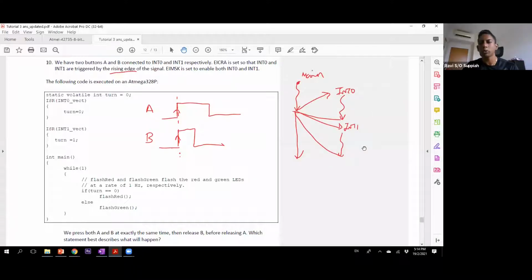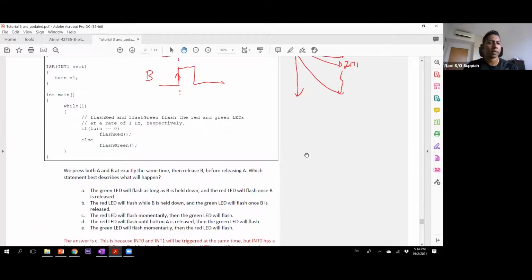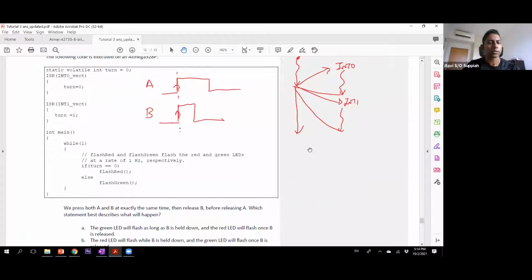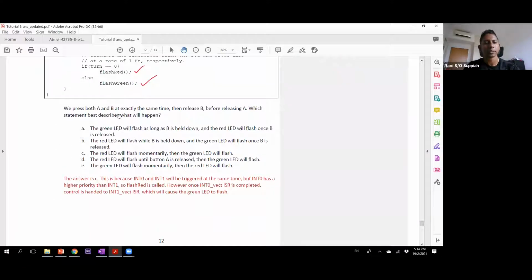So when I go to INT0, what will happen? When I go into INT0, turn is 0, so I will flash red. After that, when I finish the interrupt, I will straight away come to INT1, and I will say turn is 1, so I will flash green. So I will momentarily flash red, and then I will flash green.